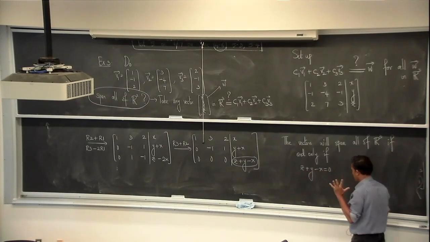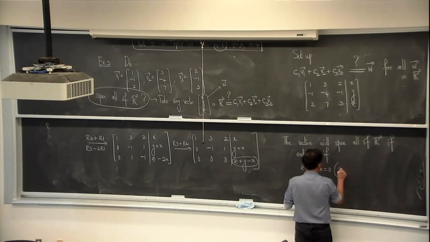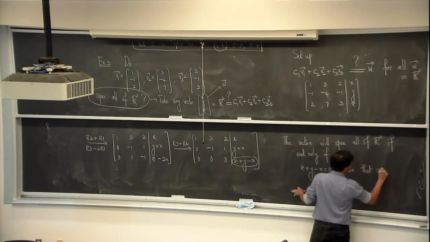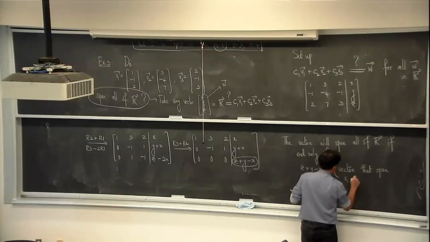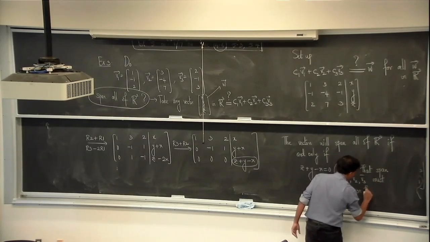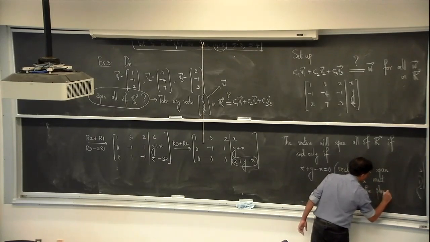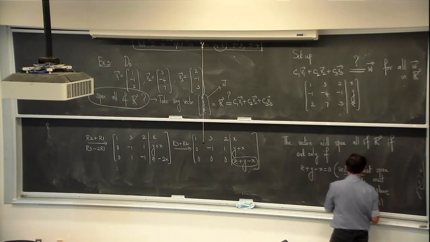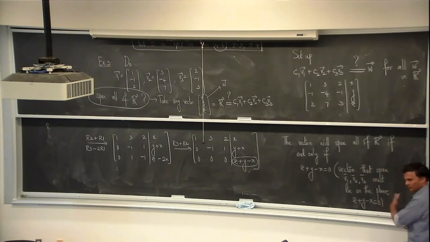If you think about this in a geometric way, it tells you that the vectors that span v1, v2, v3 must lie on the plane z plus y minus x equal to 0. That is a plane in R3 passing through the origin. If you've done some calculus 2 or 3, you probably identify this as the equation of a plane. And since the right hand side is 0, it passes through the origin.